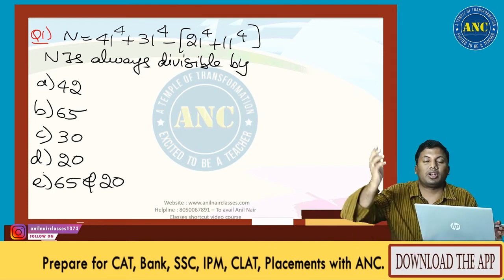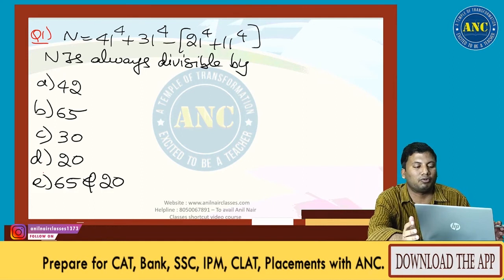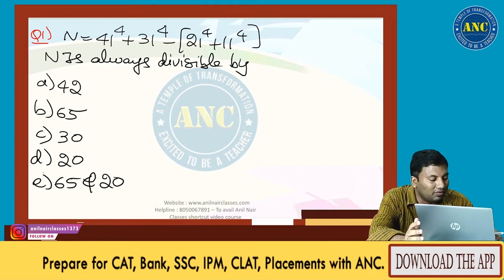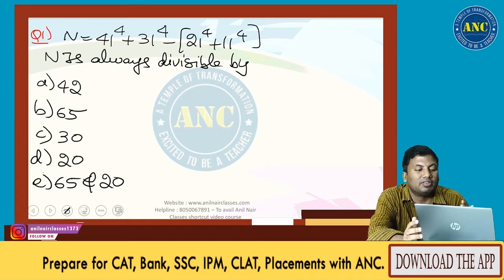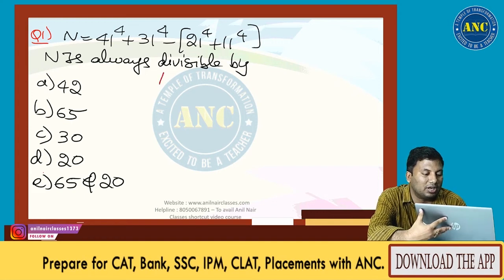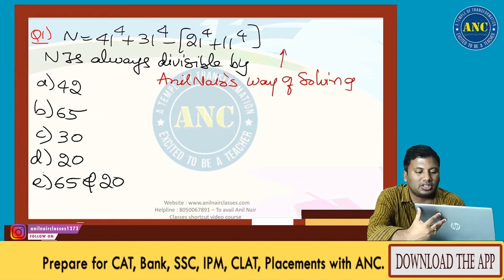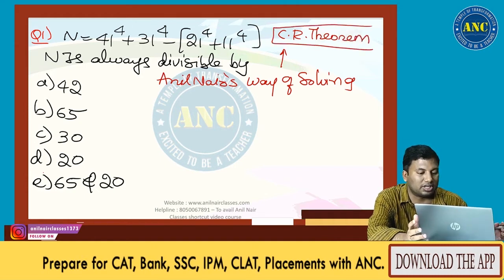N equivalent to 41 power 4 plus 31 power 4 minus of 21 power 4 plus 11 power 4. N is always divisible by. Now listen carefully. Generally what students will do is, they will open this bracket. If you ask me, Anil Nair's way of solving this question, how I will solve this question? Listen carefully. What I will do is, I will apply Chinese remainder theorem, because all the answer options are composite numbers.